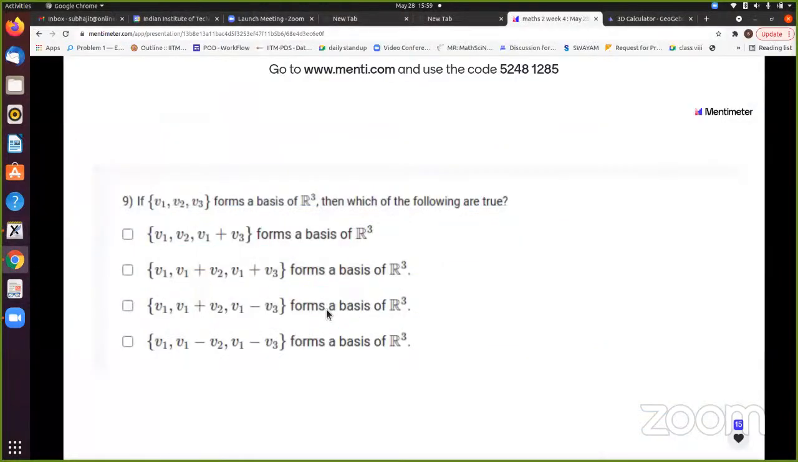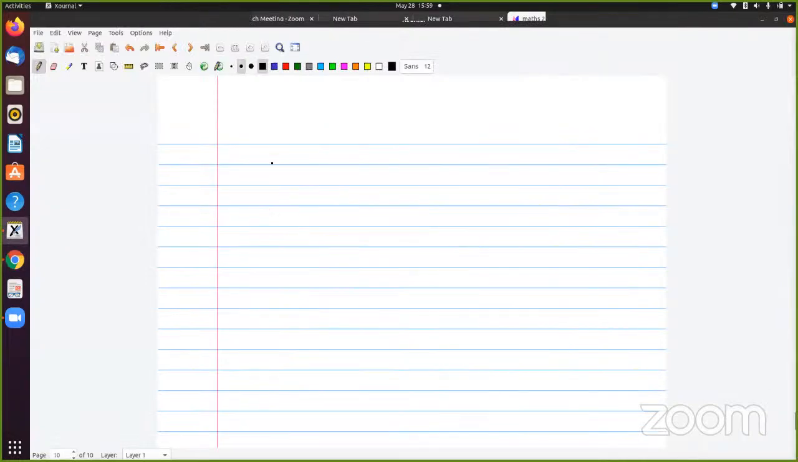So, how about the second one? Yes, sir. It forms the basis. Does it form the basis? How can we show that? By the same way, sir, we can show that. Again, we can take the same way, right? Yeah. This is V1 plus V3.